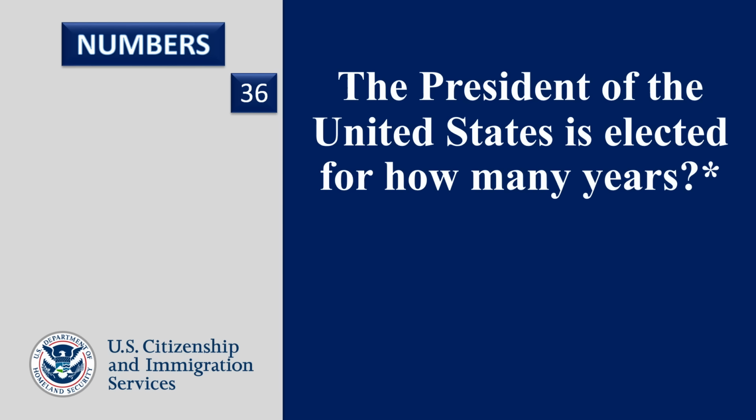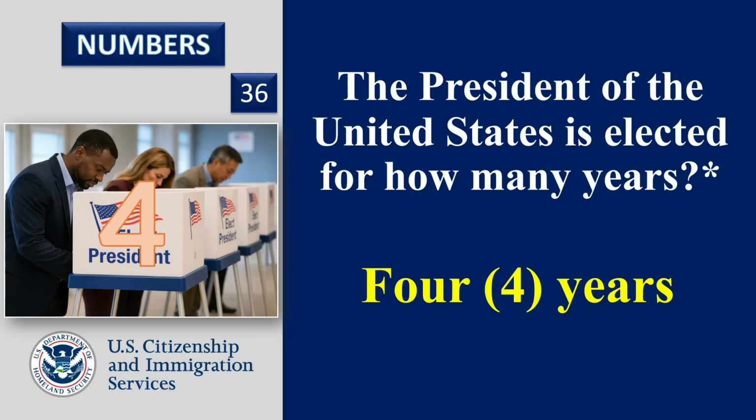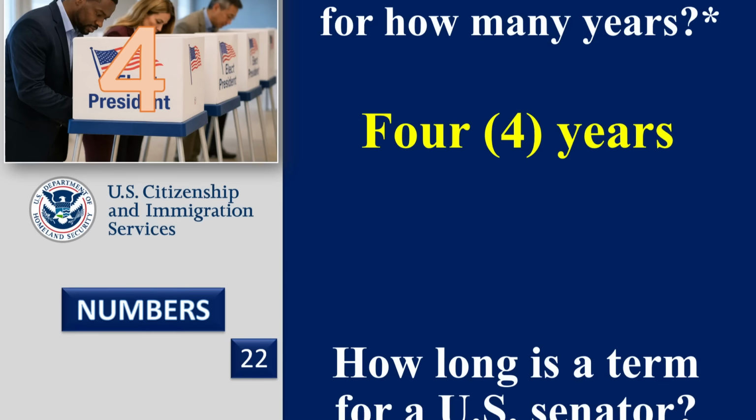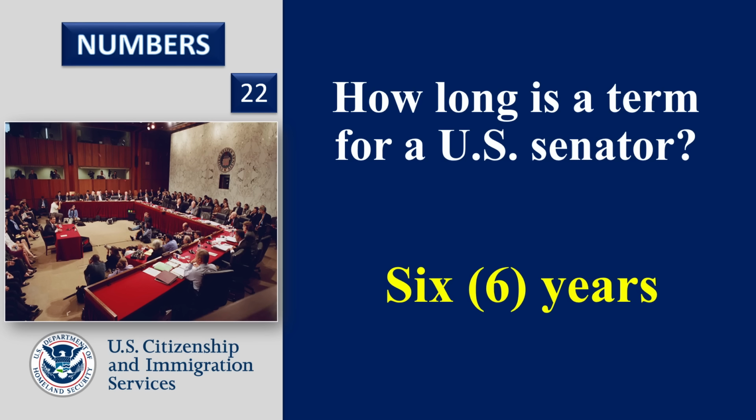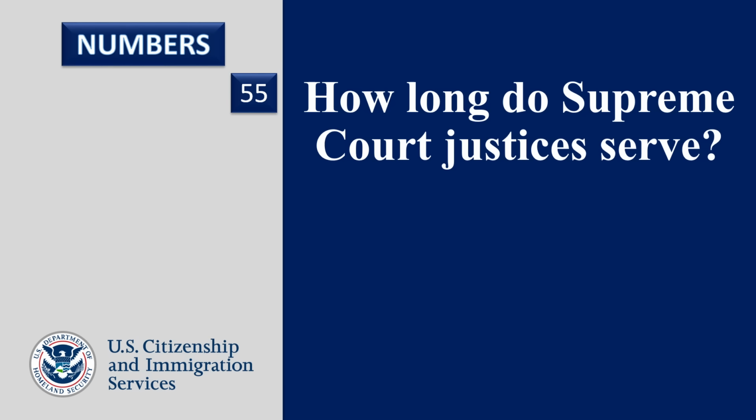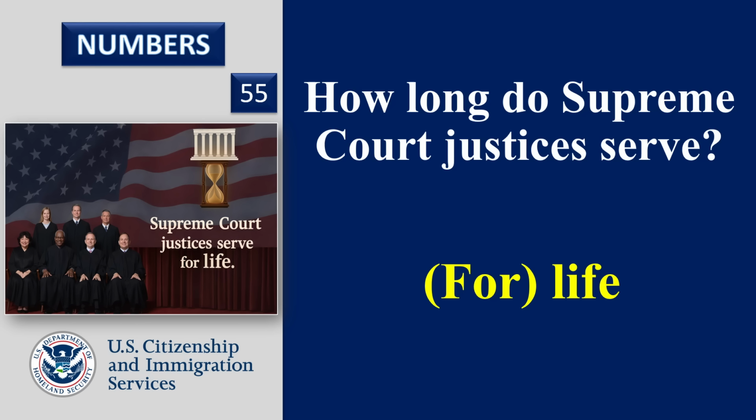The President of the United States is elected for how many years? 4 years. How long is a term for a U.S. Senator? 6 years. How long do Supreme Court justices serve? For life.